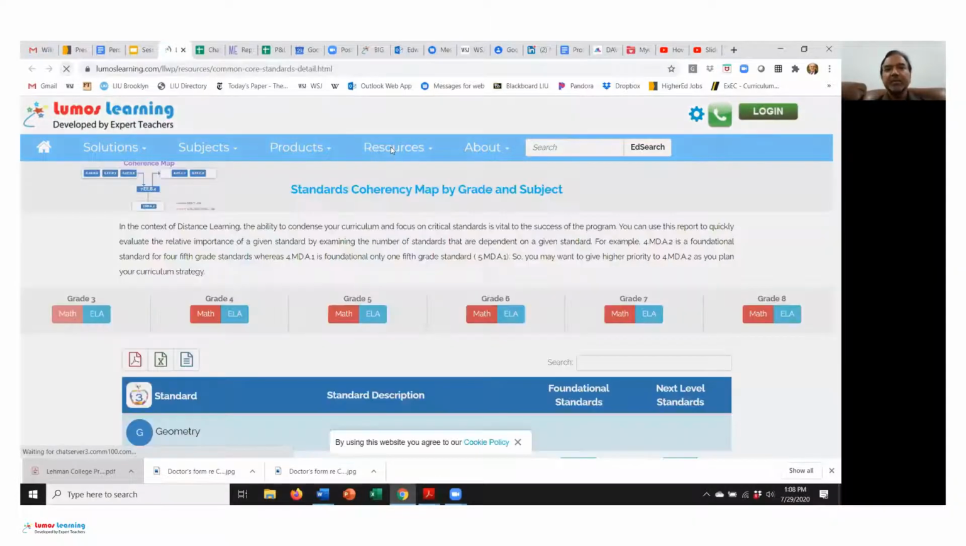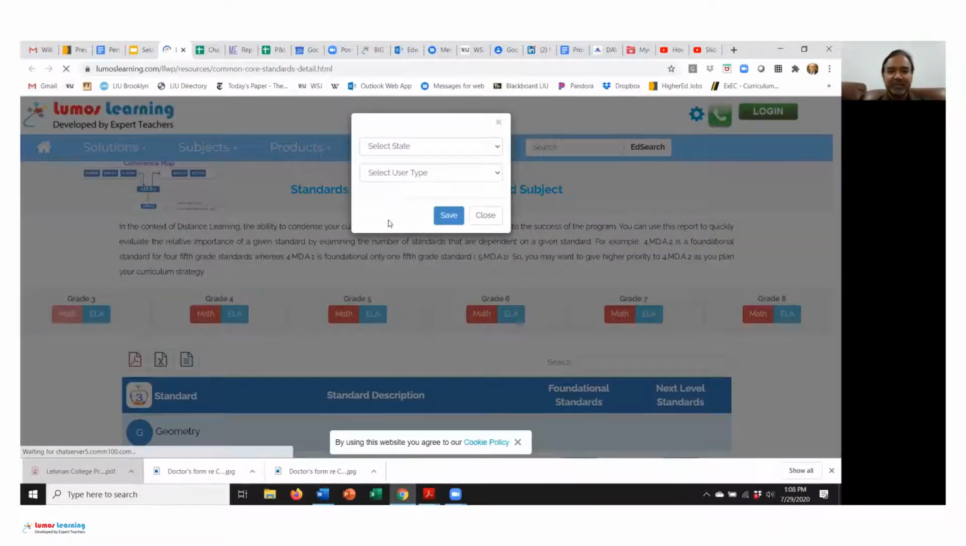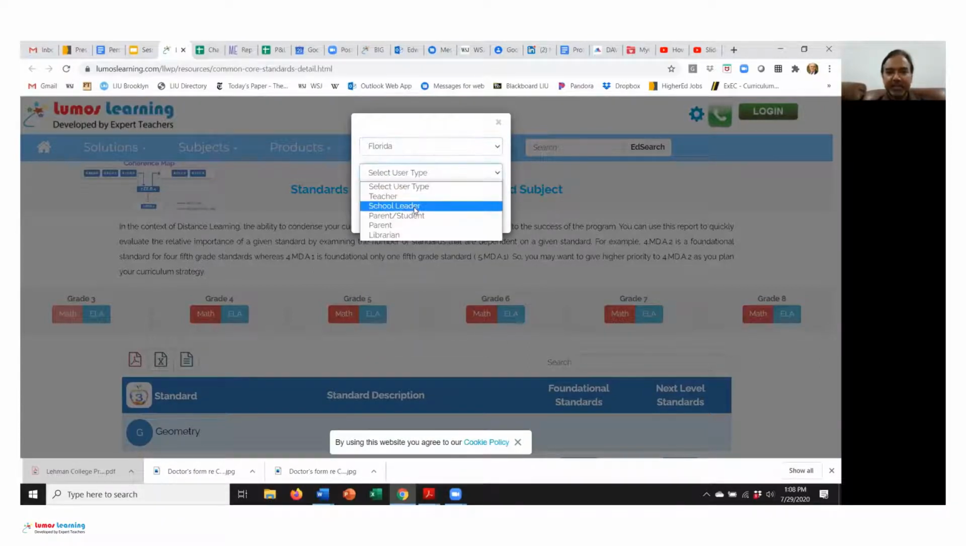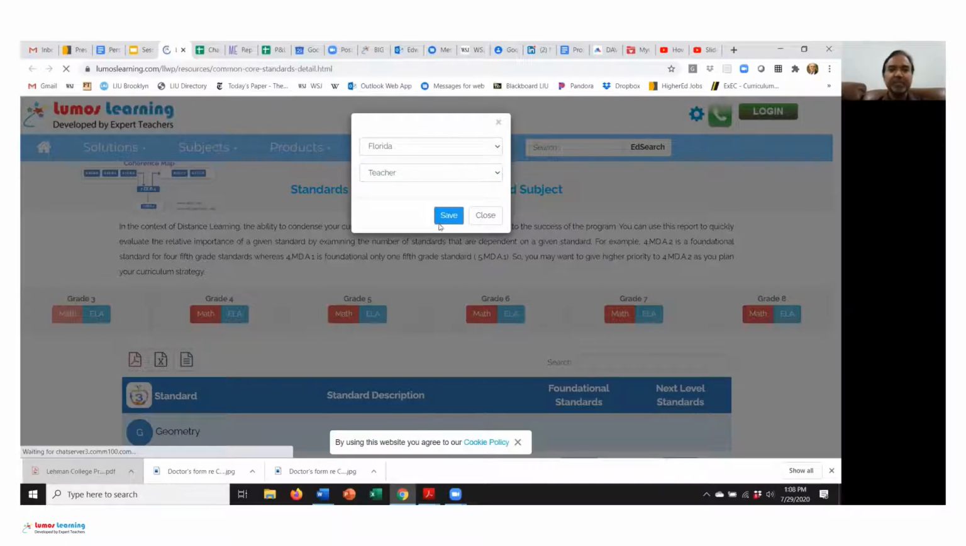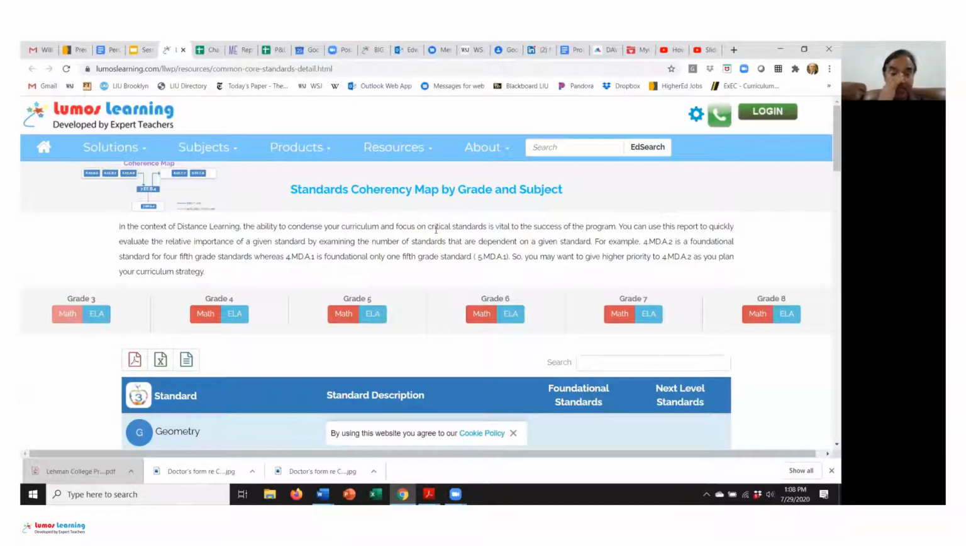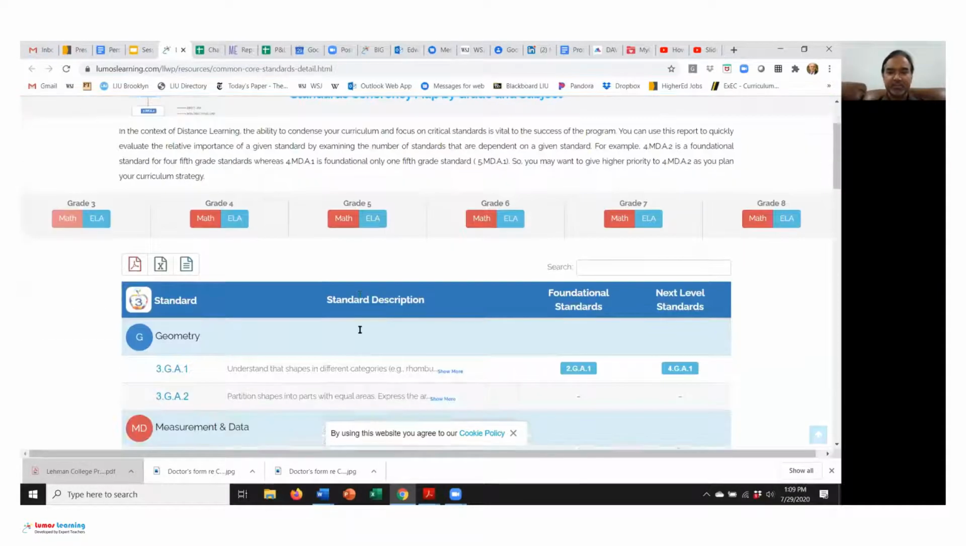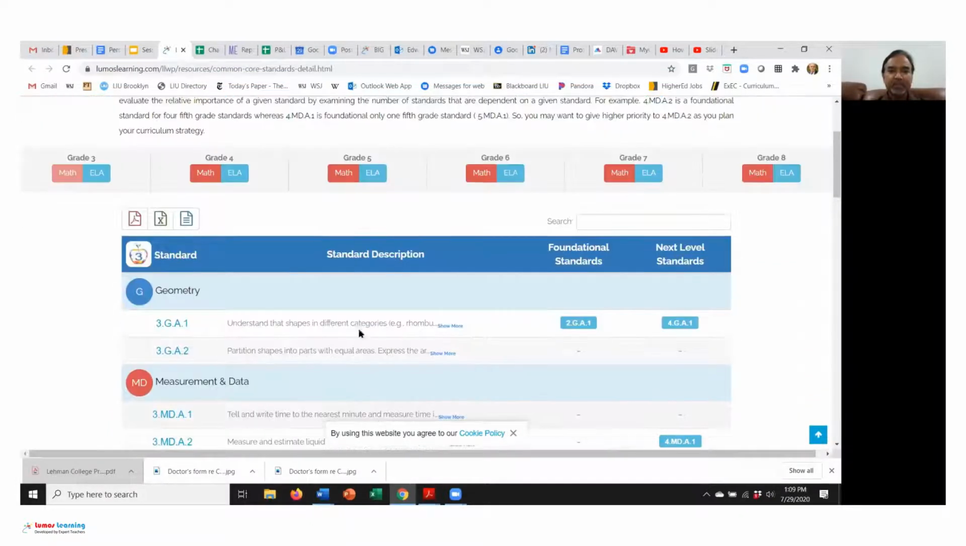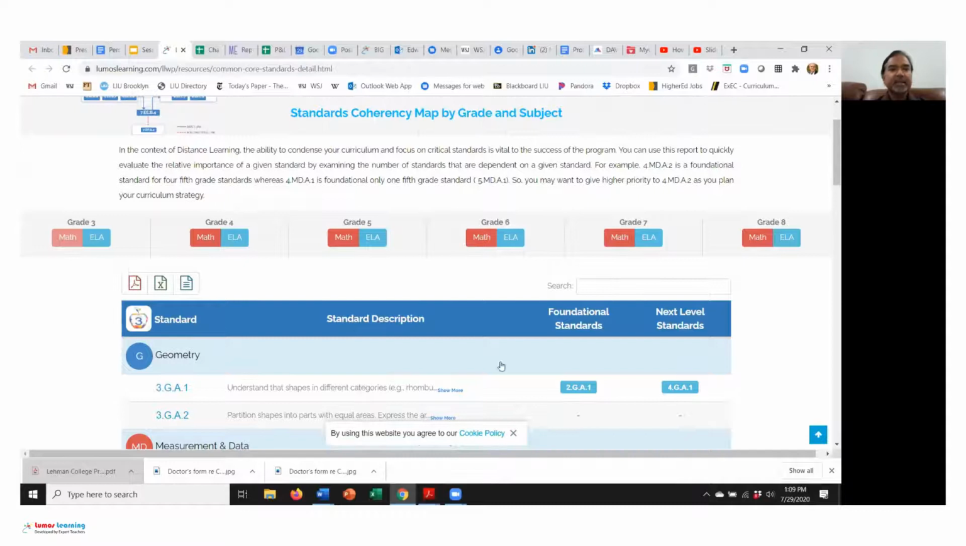It'll ask. Excellent. So you can select, say, Florida, the sunny state, and then select user type as a teacher or school leader. It will be the same. Save. Excellent, thank you. And now if you could scroll down, you can also close that cookie policy message if it's coming in the way. It's at the bottom. Great.